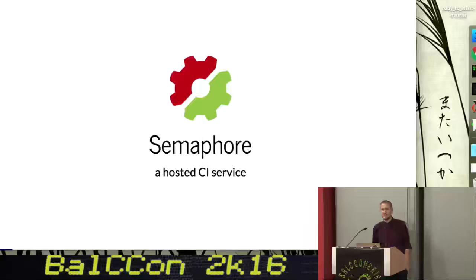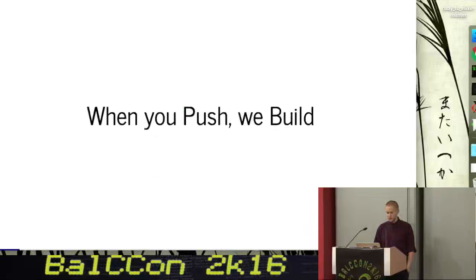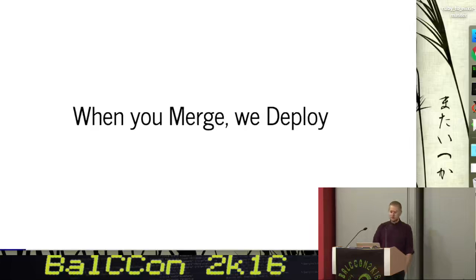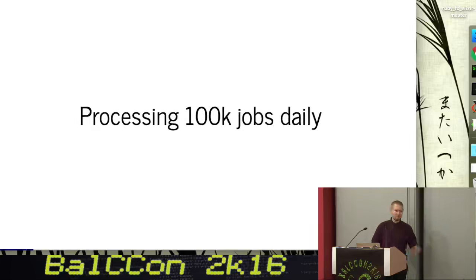We write software that is called Sanfor, and it is a hosted CI service. CI is a continuous integration service, and basically that means that whenever you push something to GitHub, we build something. Whenever you merge, we deploy, and so on. That means we usually have around 100 or maybe even more jobs per day. That means we need to run that many virtual machines, that many processes need to be fixed.